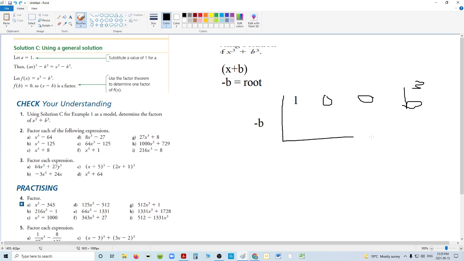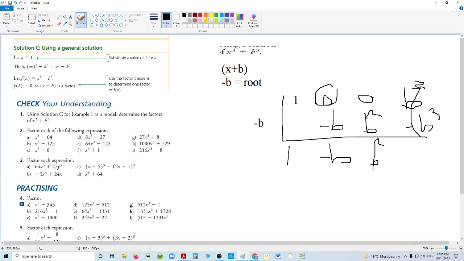Then you use synthetic division the same way. You bring 1 down, you multiply by minus b, you add 0 and minus b, you get minus b, you multiply that by minus b, you get plus b squared, you add it to 0, you get b squared, the b squared multiplies the minus b, and you get minus b cubed.